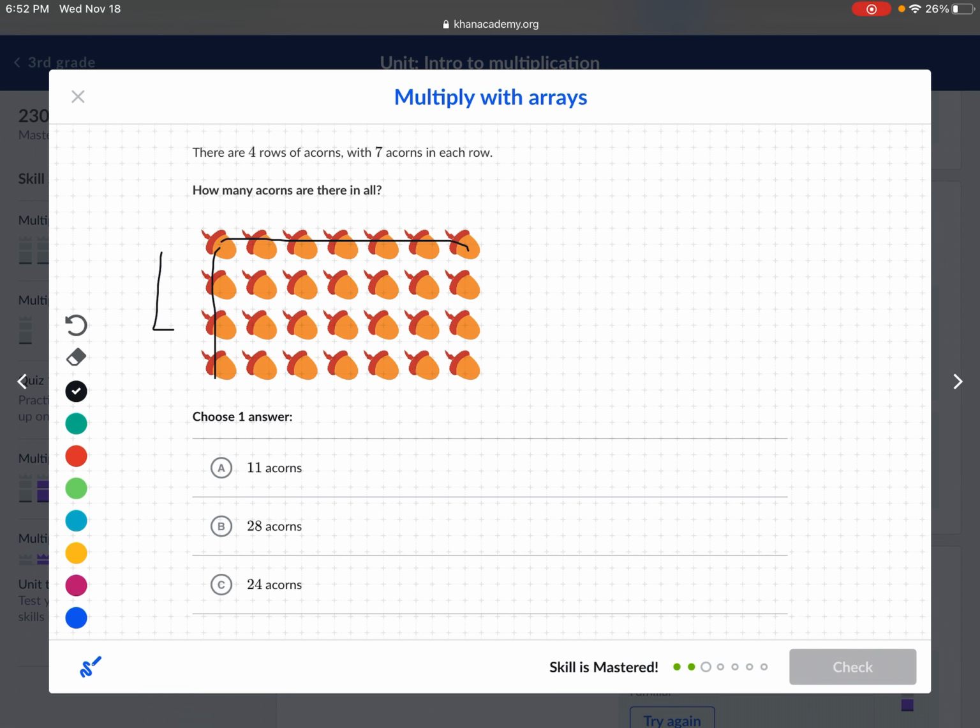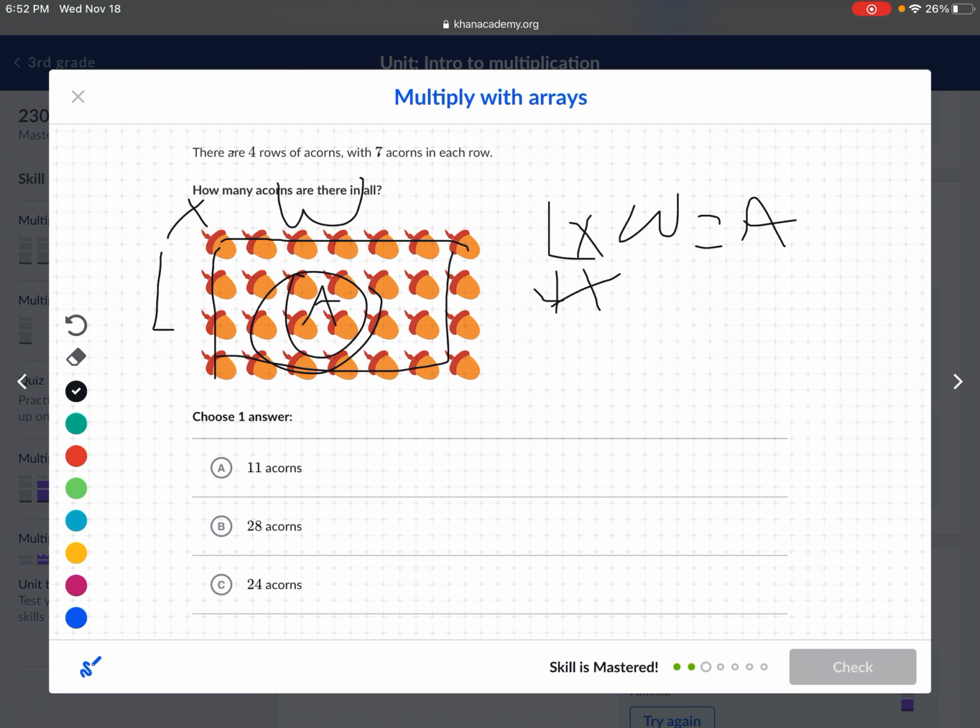Length times width. So the formula for a rectangle, square, stuff like that is length times width, which equals area. They're asking us pretty much to find the area. So all you need to do is 4 times 7, which equals 28. Let's see if it's listed here. It is 28.